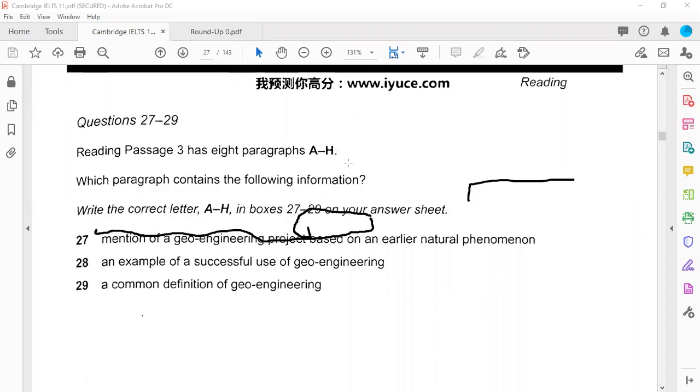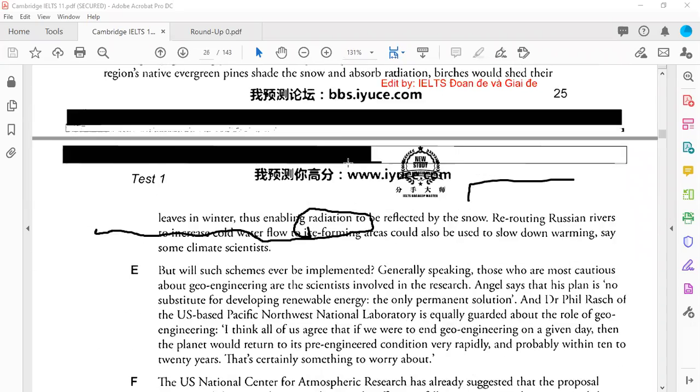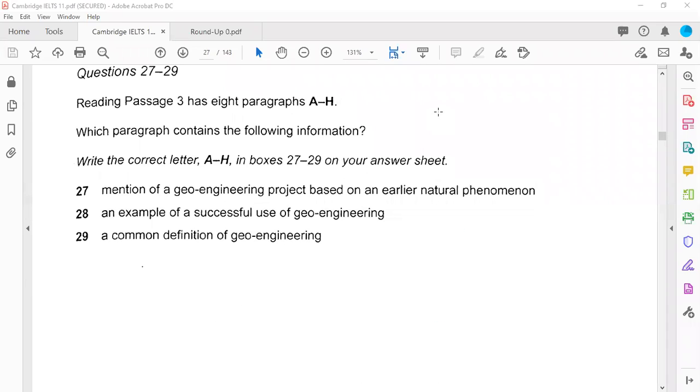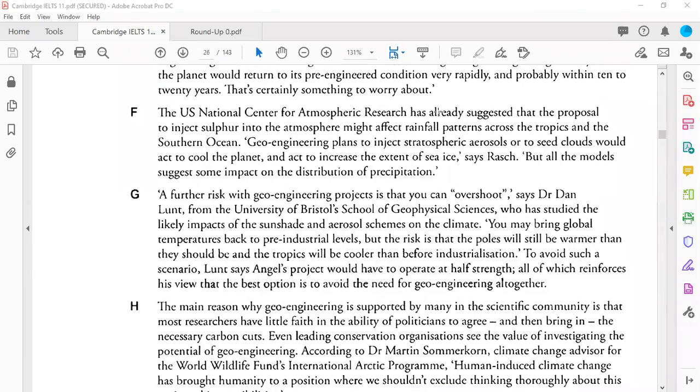Can you go to paragraph D? Yes. I think question number 1 is D, not A. Geoengineering plants include the plants of major bridge trees. Natural phenomena.